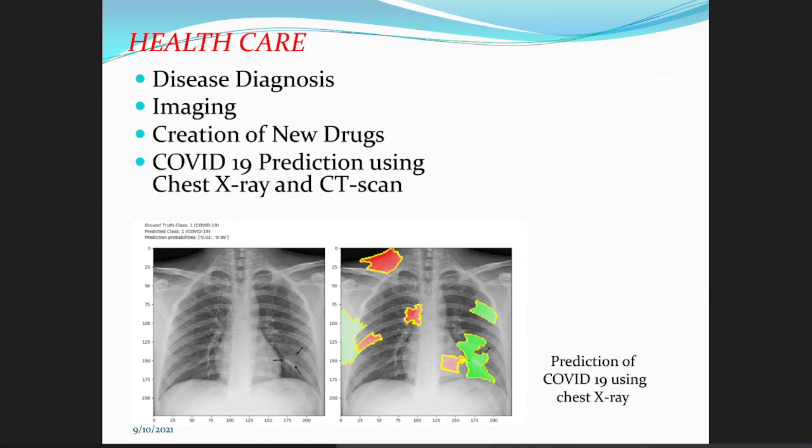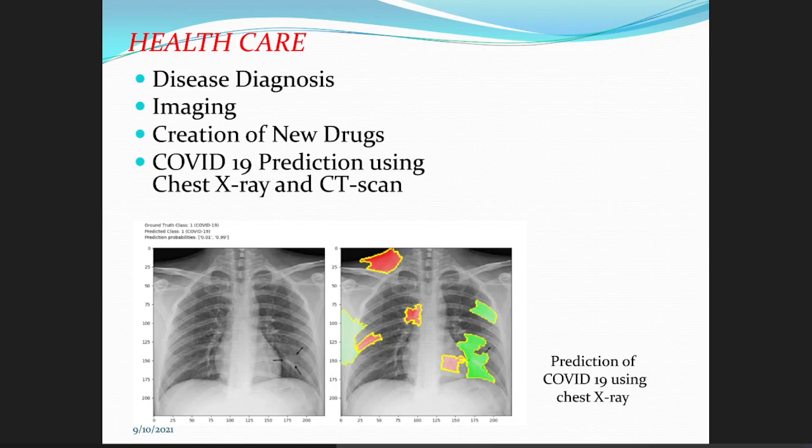Next is healthcare, right? Doctors in the medical fraternity have already been using these machine learning and deep learning algorithms for identifying disease. A data set of chest X-ray images, or images of different parts of the body, is collected, and with that it can be identified which disease a person is suffering from, right?